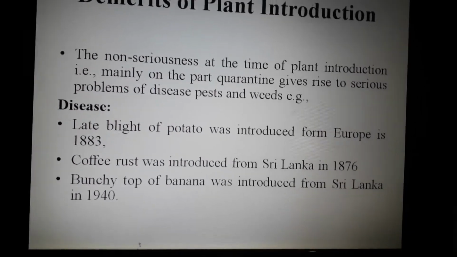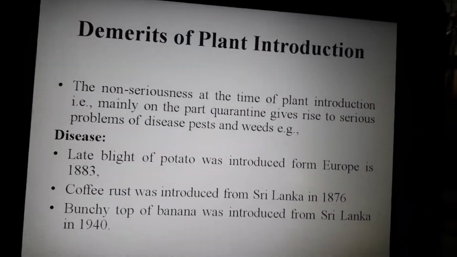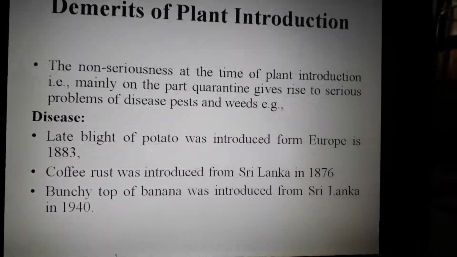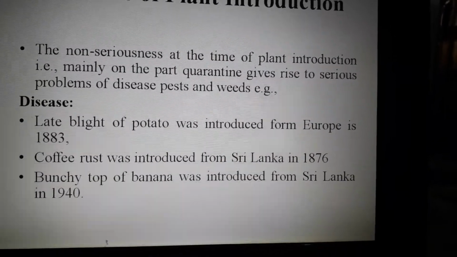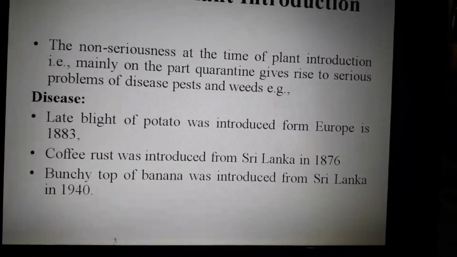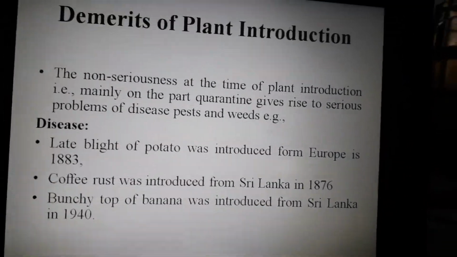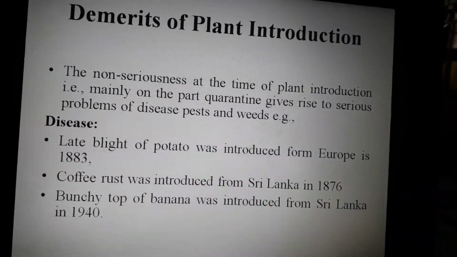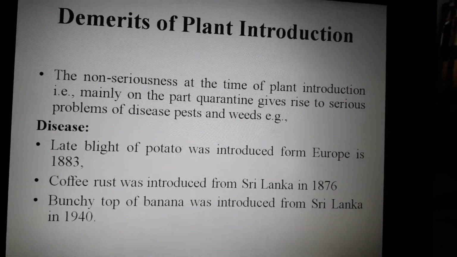Late blight of potato is the best example of the demerit of plant introduction. In the same manner, coffee rust was also introduced from Sri Lanka, and bunchy top of banana was introduced from Sri Lanka. So these are the different types of disease which come along with the plants which we have brought from another place, and they give rise to different diseases in the plants.